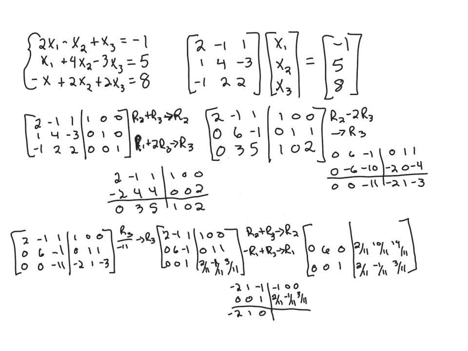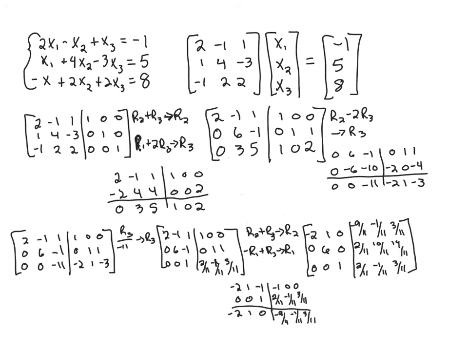All right, negative 11 plus 2 is negative 9 over 11. 0 plus negative 1 over 11. 0 plus 3 over 11. That's my new row 1, minus 9 over 11, minus 1 over 11, and positive 3 over 11. Okay, I'm running out of room.